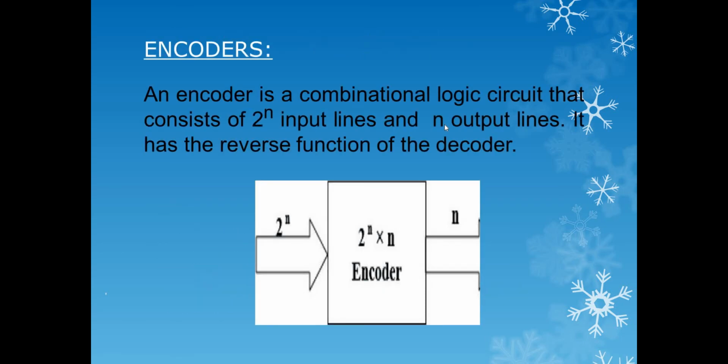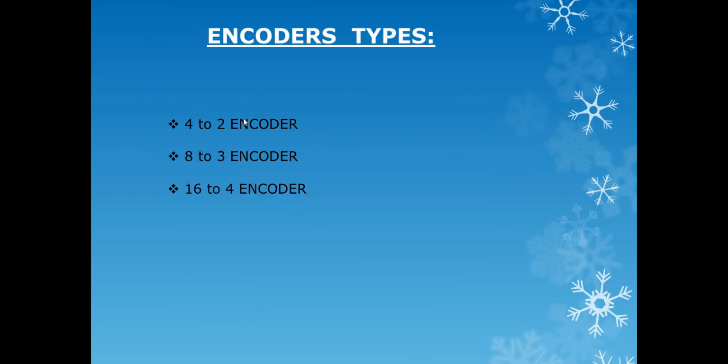First, we will see what is an encoder. An encoder is a combinational logic circuit that consists of 2 power n input lines and n output lines. It has the reverse function of the decoder. Consider this block diagram: 2 power n input lines are encoded into n output lines.